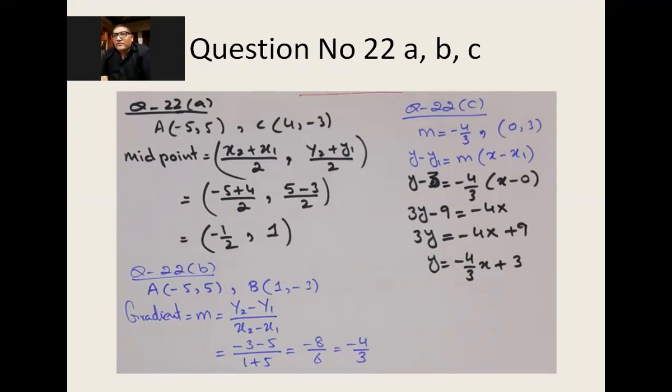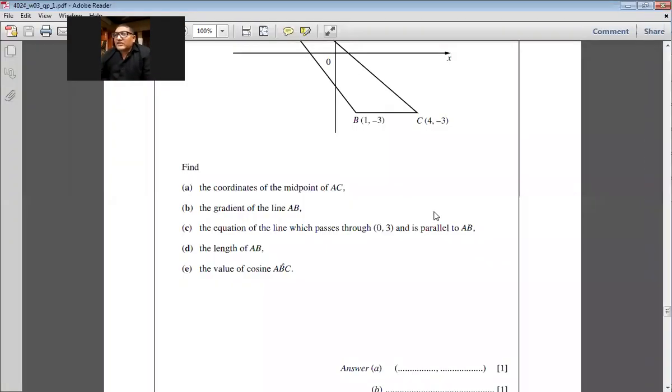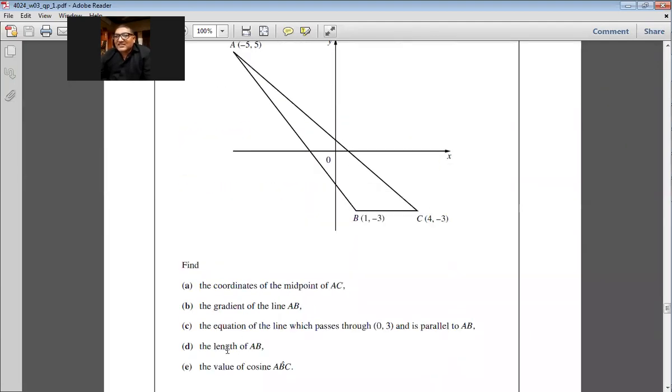I hope that you have understood this. So let's move to the next question. And the next part is very important. His question is the length of AB, and then the value of the cosine of ABC. Try to understand this. He wants you to find the length of AB. Okay, we can find that. We know the distance formula: x2 minus x1 whole square plus y2 minus y1 whole square, and we put a square root on all of them. So I will show you how we find the length of AB.